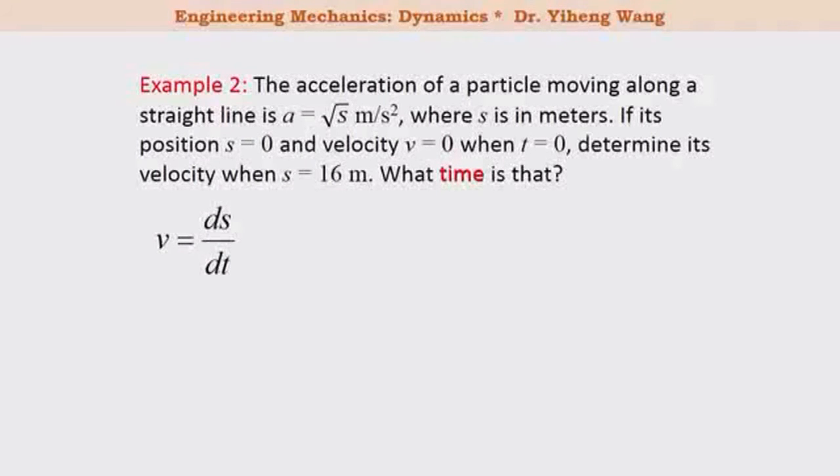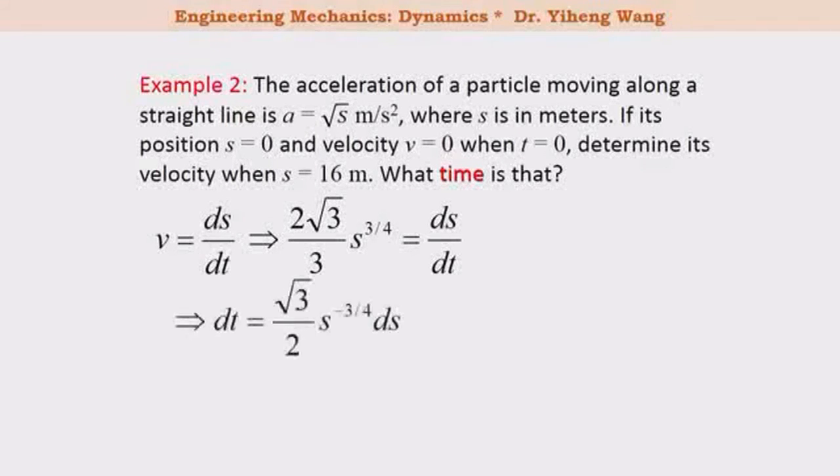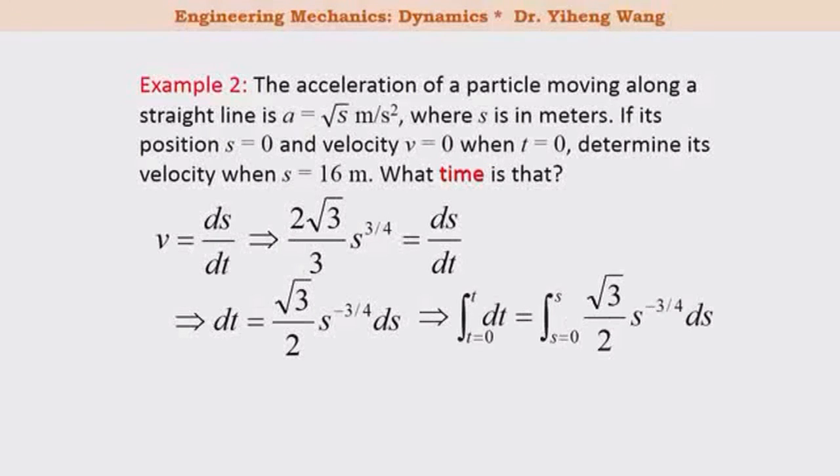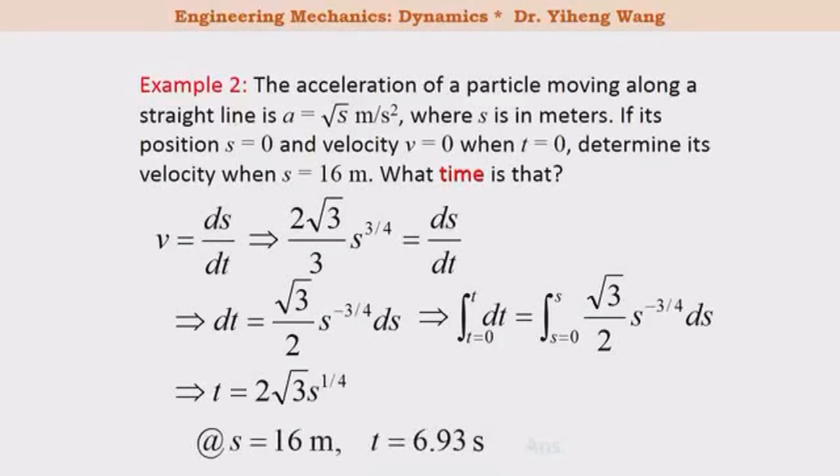So we start with this equation, substitute velocity with the position function we got from the previous part, and we want to move the term dt to the left side and move the term with s to the right side. And integrate both sides. Once again, be careful with the initial conditions. And after integration, we get this. And then we can do the evaluation to get the time.